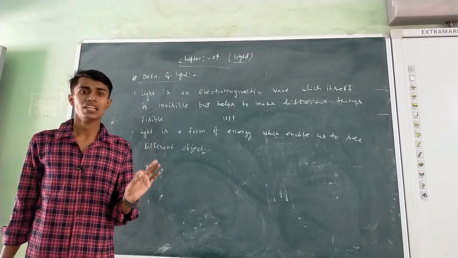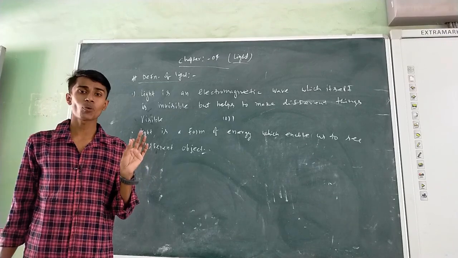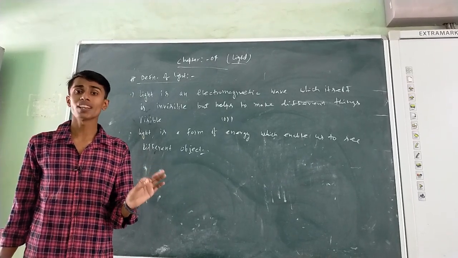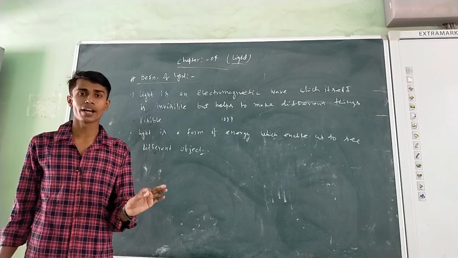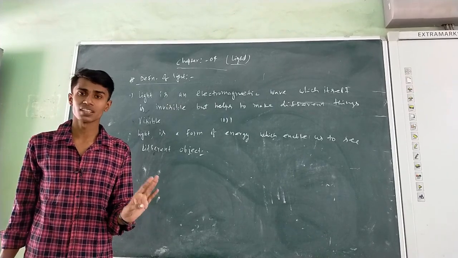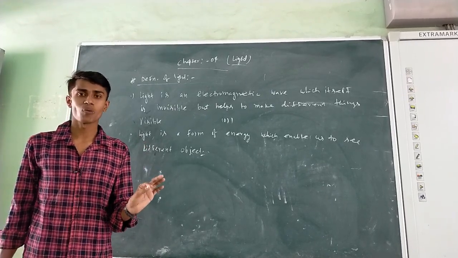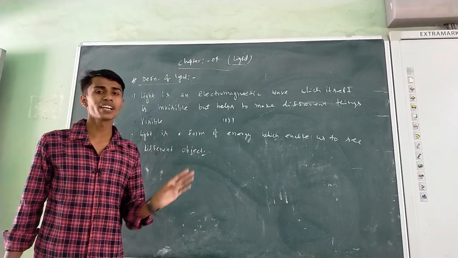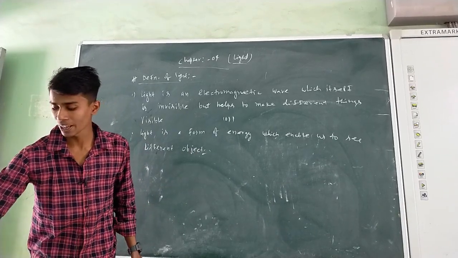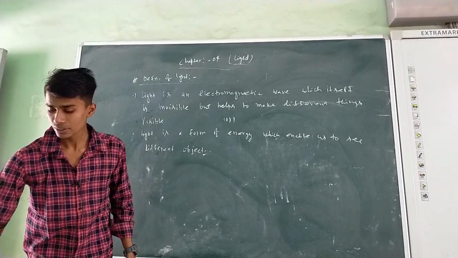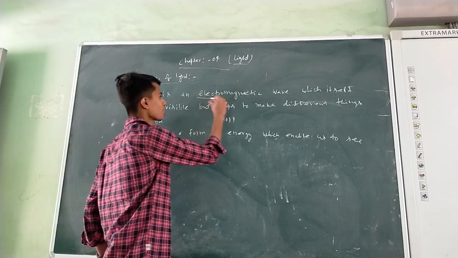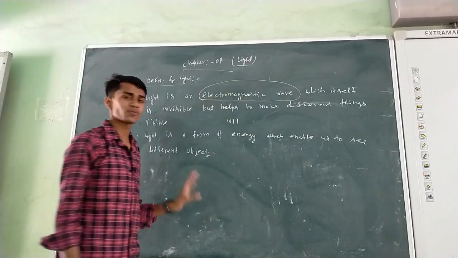Why is sound a mechanical wave? Sound is a mechanical wave because sound requires a material medium for its propagation, while the propagation of light does not require a material medium. Yes or not? Light is an electromagnetic wave. Why has light been termed an electromagnetic wave? The term electromagnetic wave here represents that the propagation of light does not require any material medium.